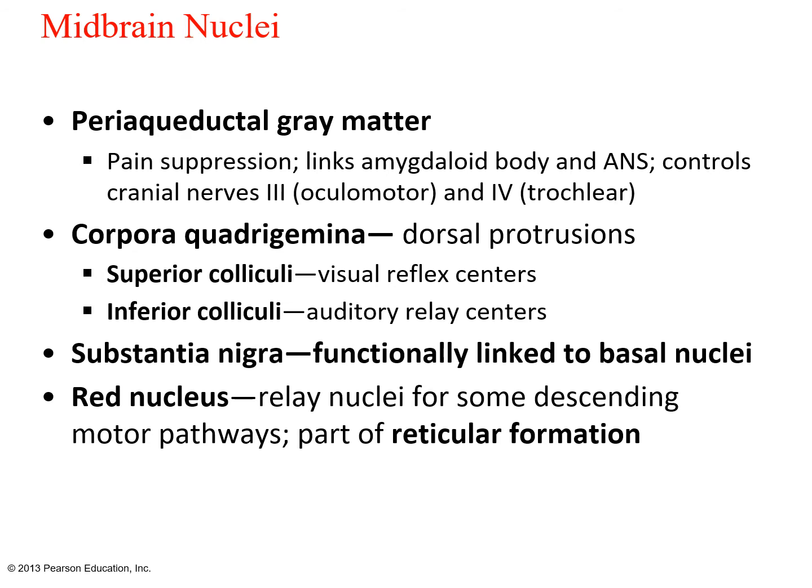The substantia nigra is functionally linked to the basal nuclei, but one of the most important things that the substantia nigra does is to produce the dopamine that is used by the brain. So people who have Parkinson's disease actually have a malfunction in the cell bodies that make up the substantia nigra. The red nucleus basically is a relay for some descending motor pathways. So right here is the point of synapse between some motor neurons that come out of the motor cortex and the second neuron that goes down to the effector. And this is part of what's called the reticular formation.